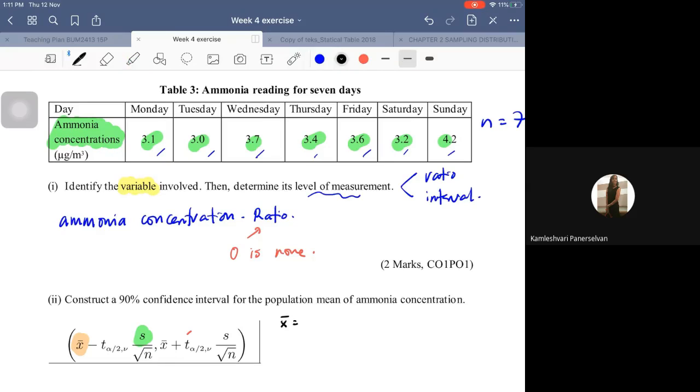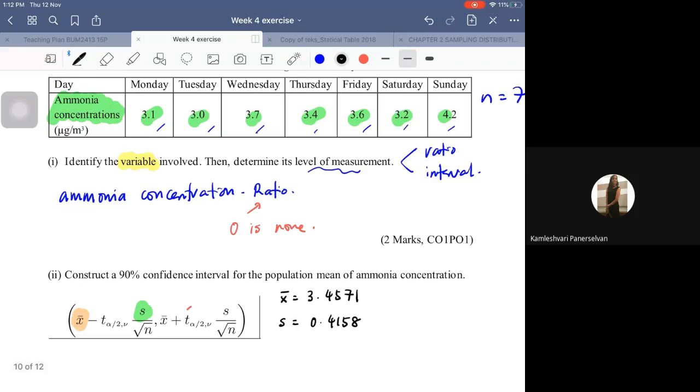Can someone tell me the value of x bar if you have already calculated that? If you haven't, then pick up your calculator. 3.4571. Okay, so that is the x bar. And what about the S value then? 0.4158. Yeah, that's right. Therefore, these are my values of x bar and S.